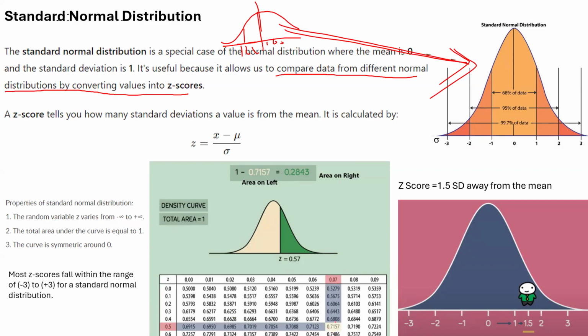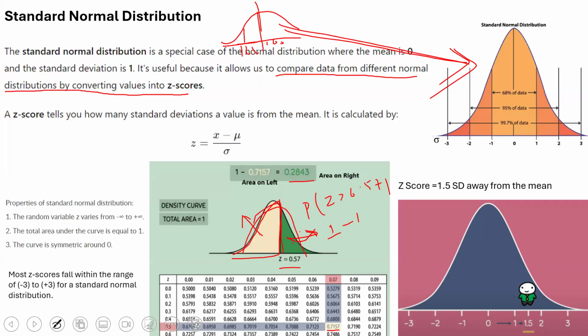So that would be the Z score. This value of this particular area is 0.7157. That is what you can find from the Z score table. Now, if you want to find the area beyond this point, the probability of Z score greater than 0.57, what do you have to do? You have to subtract this area from 1 to get this particular area, because the total area is 1. You know this area from the Z score table. To calculate this area, you just subtract 1 minus the area under this curve to get the area on the right side. That is how you calculate the area under the curve.